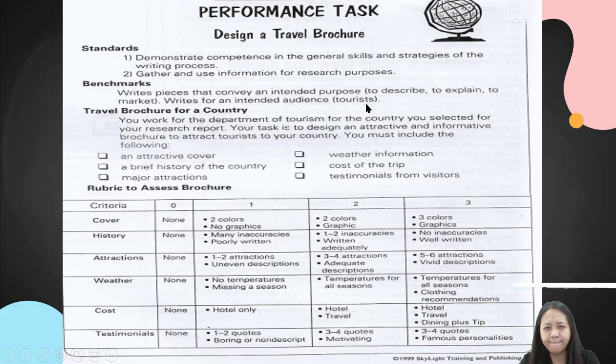So this is the target for them, the target audience, the tourists. So, a travel brochure for a country. This is the instruction. You work for the Department of Tourism for the country you selected for your research report. Your task is to design an attractive and informative brochure to attract tourists to your country. You must include the following. So if it says you must include the following, you have to use this in your rubric.